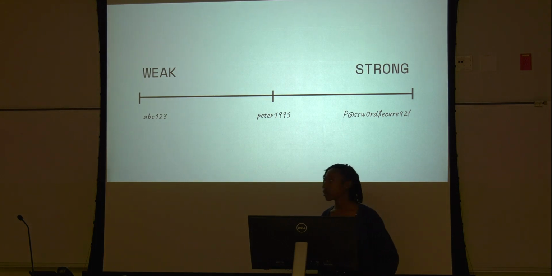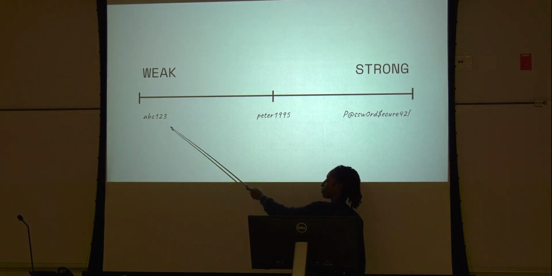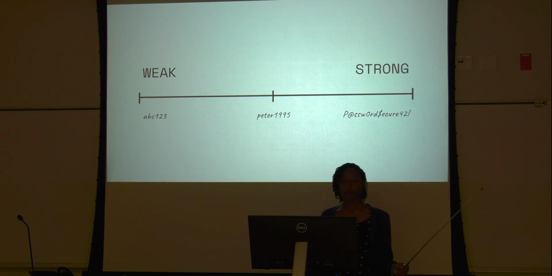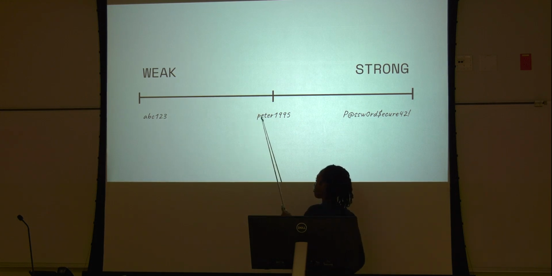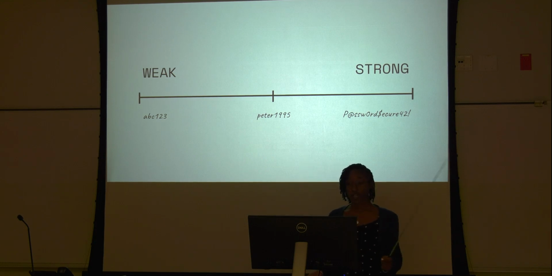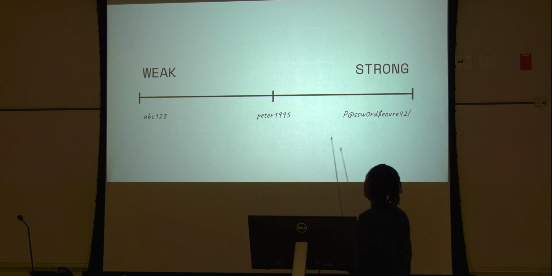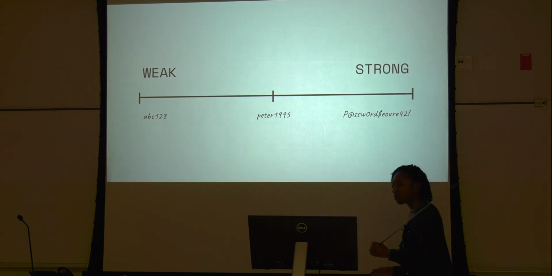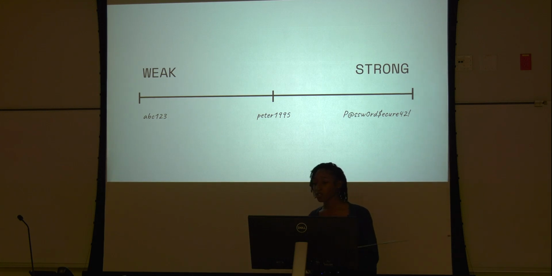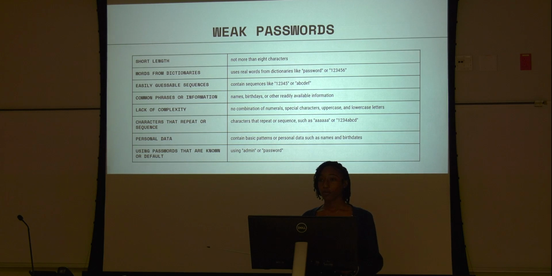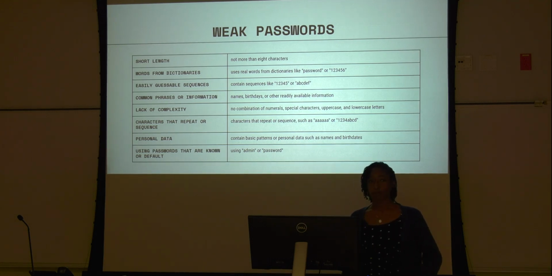So a weak password looks something like this, that's easily guessable. You'll see that anywhere. I've heard it a million times. This is something that's in the middle. So it begins with a name, and then it's followed by a year, and that could be when someone was born, probably Peter himself. And then this is a strong password, which is a combination of uppercase and lowercase letters, numbers, and special characters. So more specifically, what are weak passwords?